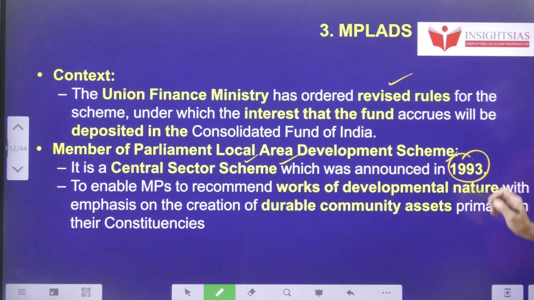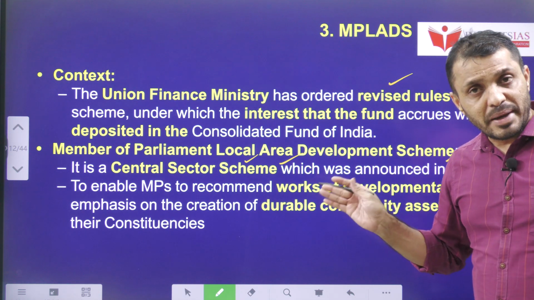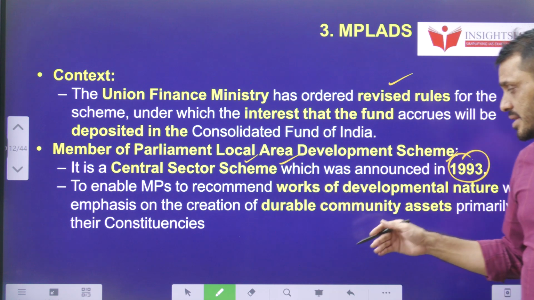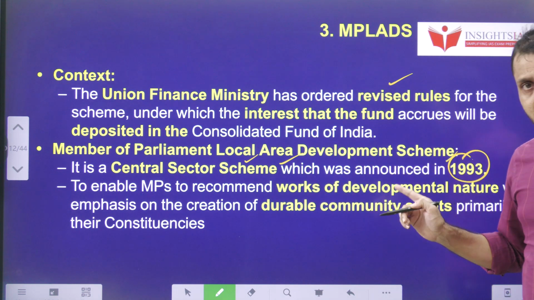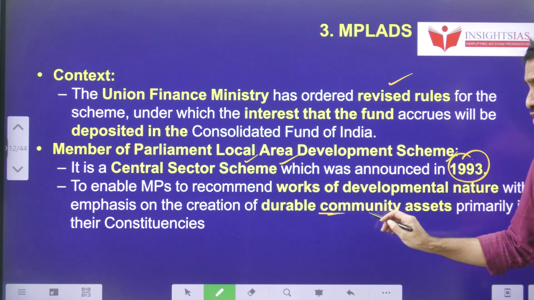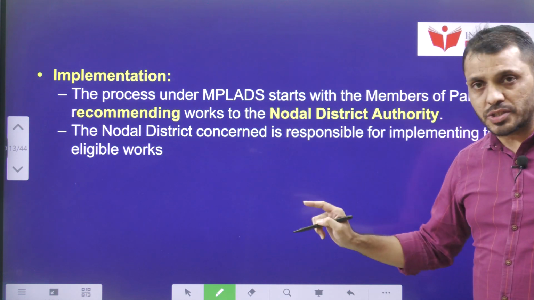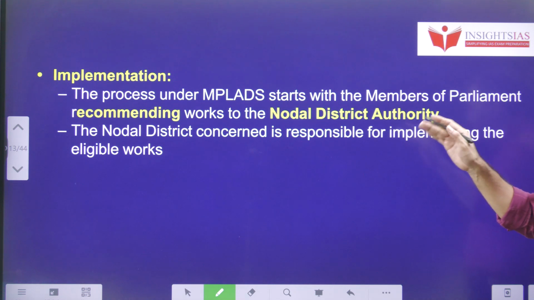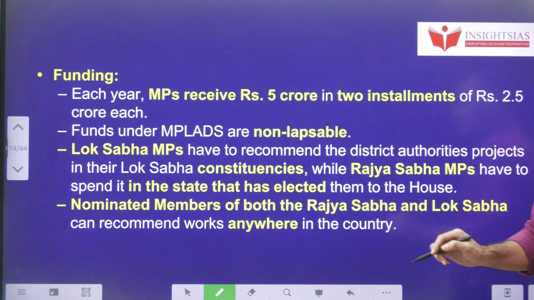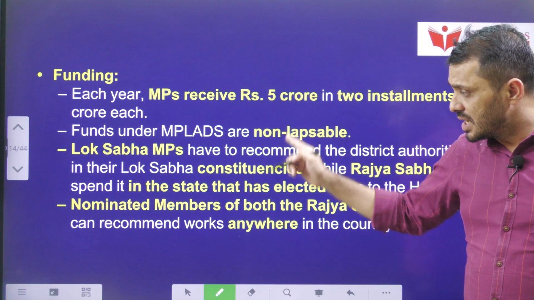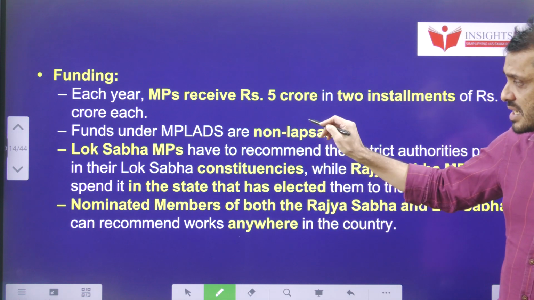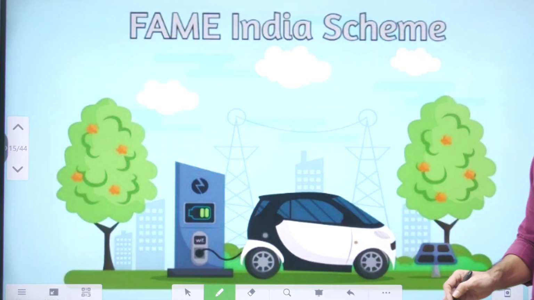The scheme was launched in 1993. The main purpose of this scheme is to create developmental works as well as works which are durable community assets in nature. Implementation: MPs will recommend the work and the nodal district authority will implement the works. Funding pattern already explained. The money under this fund is non-lapsable.